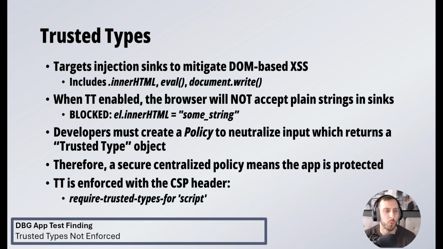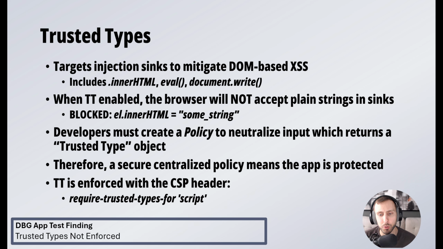So when trusted types are enabled, the way that it works is that the browser knows all of those dangerous mechanisms, what we would call sinks, from a DOM-based cross-site scripting perspective, and it will stop accepting plain strings as values. So if you try to set inner HTML in this example to some string, and you have trusted types enabled, your browser says, no, that's not going to work here, and it blocks it.